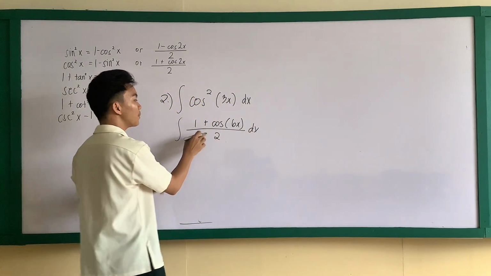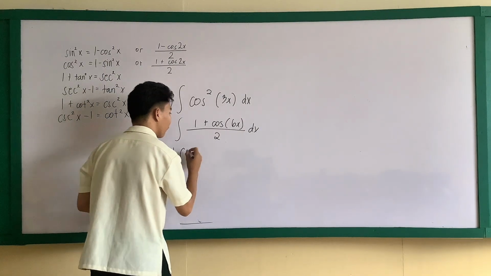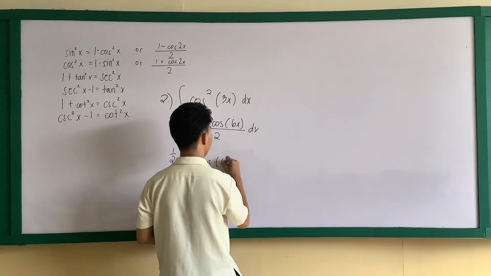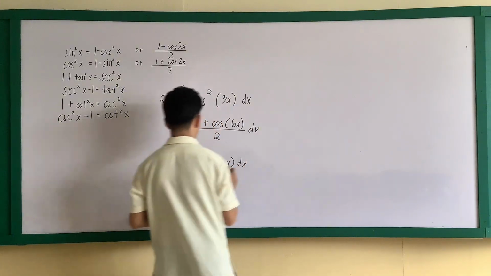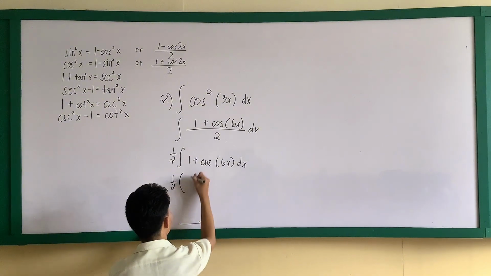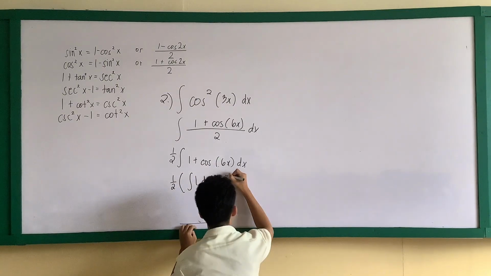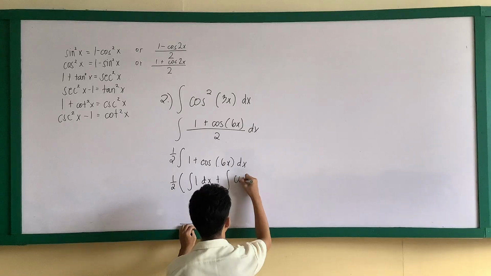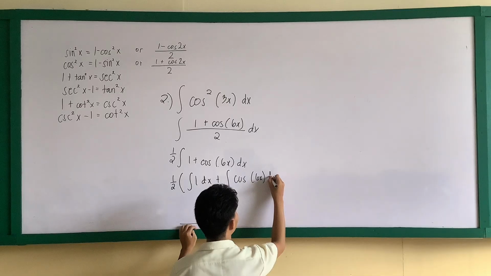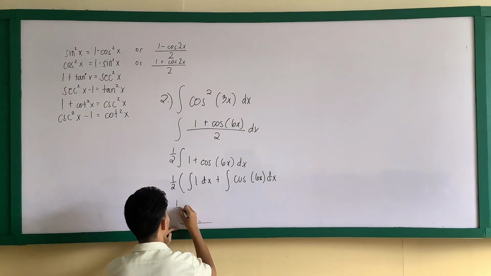So next is ilalabas natin yung constant in front of the integral. So 1 half the integral of 1 plus cosine 6x dx. So next is split natin siya. So magiging 1 half times the integral of 1 dx plus the integral of cosine 6x dx. So next na is integral natin siya isa-isa. So first is this one.